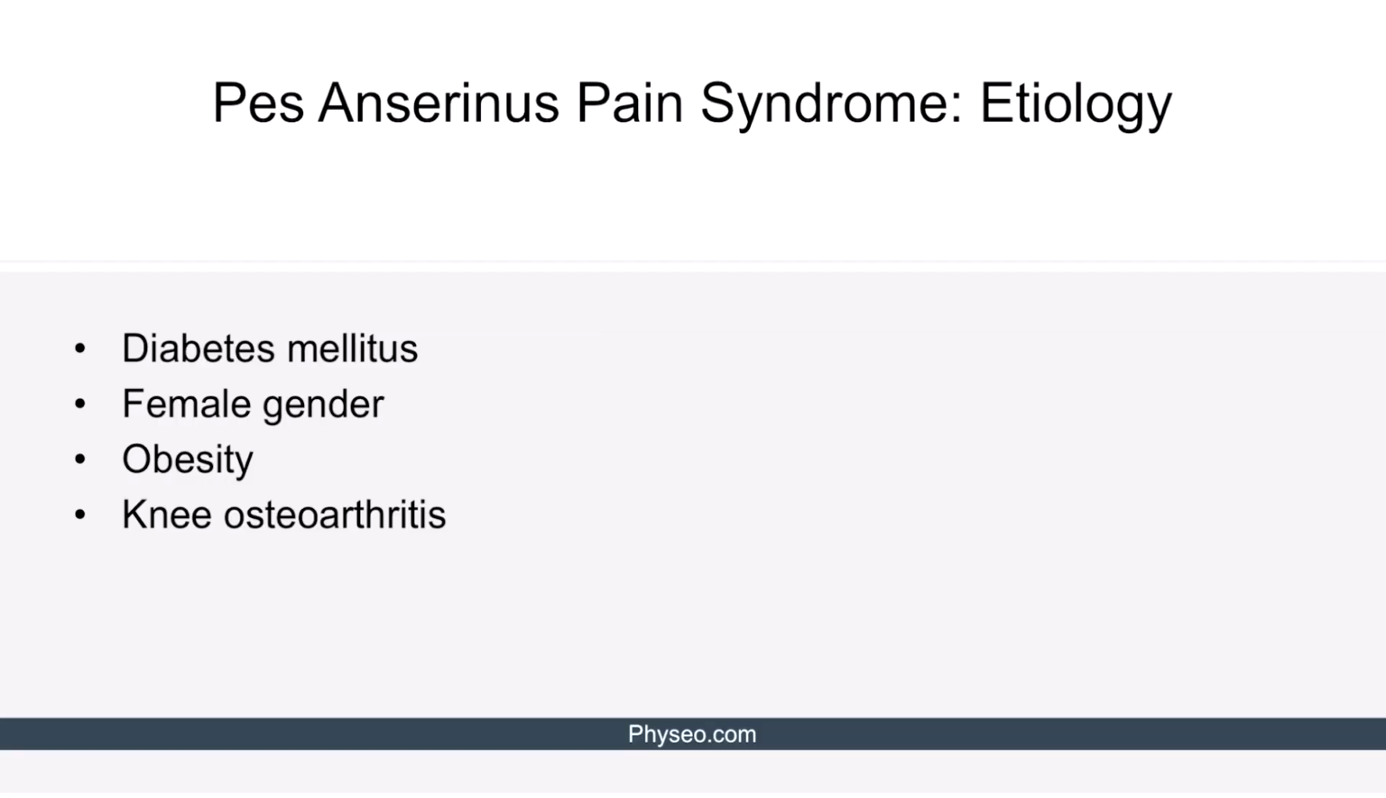There are several conditions which are associated with the pes anserinus pain syndrome. However, the causal relationship is not established yet. Diabetes mellitus has the strongest association with the pes anserinus pain syndrome. Female gender, obesity, osteoarthritis of the knee also predispose to this condition.